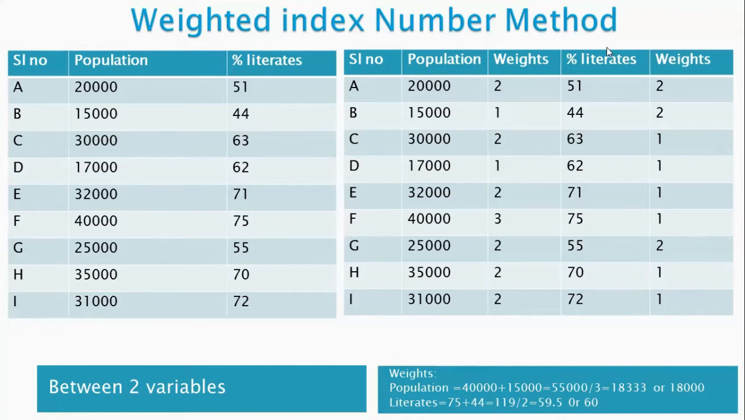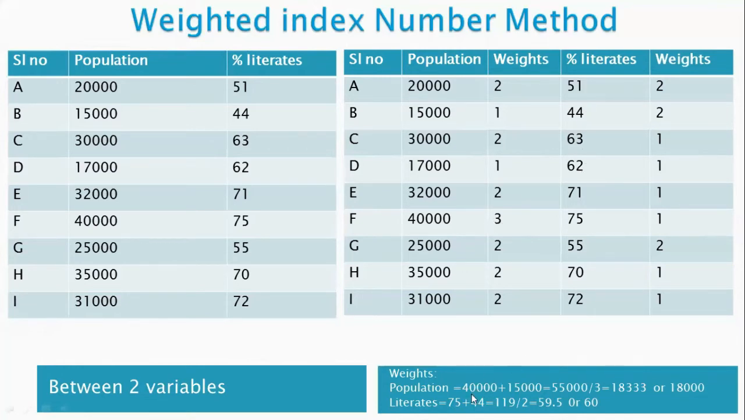Now I will give weights. Less than 18,000, I give weight 1, because generally for a country like India, it is preferable to have lower population. So I give the weight of 1 for those less than 18. More than 18 to 36, I give the weight of 2, and more than 36, I give the weight of 3. Next comes percentage of literates.